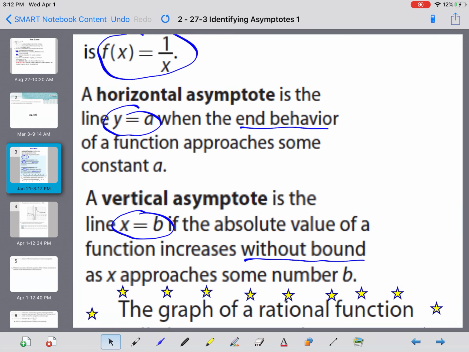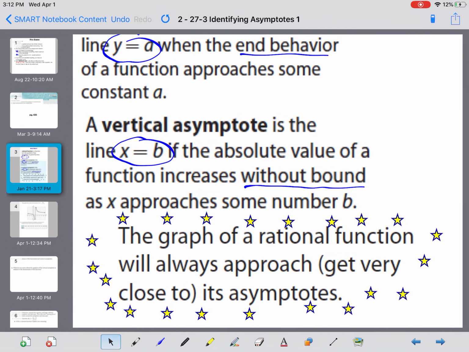And the reason those are important today, we'll see, is because the graphs of these rational functions will always approach or get very close to all of its asymptotes. So you'll see when we graph these guys that we're going to approach these. When we go up, down, left, or right, the graph of these rational functions will always be approaching their asymptotes.